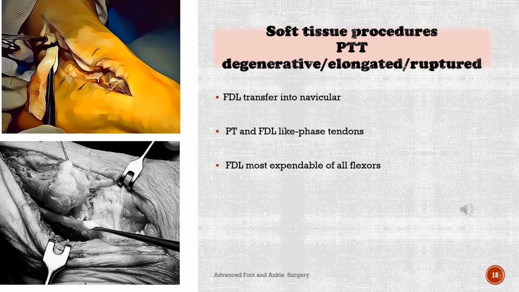Soft tissue procedures: when the posterior tibial tendon is degenerative, elongated or ruptured, flexor digitorum longus transfer into the navicular. The posterior tibial tendon and flexor digitorum longus have similar phasic activity. FDL is the most expendable of all the flexors.